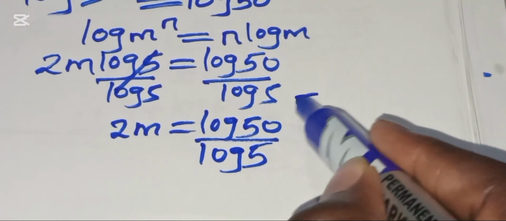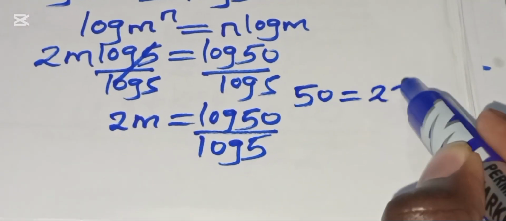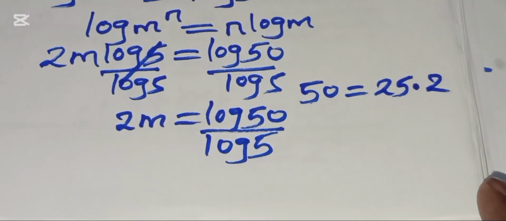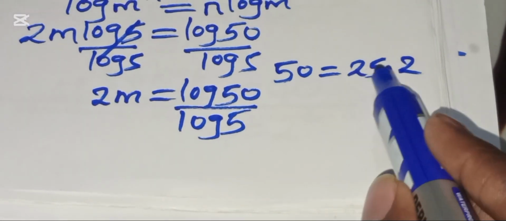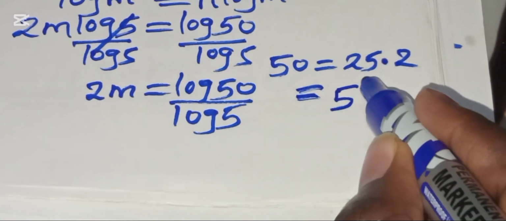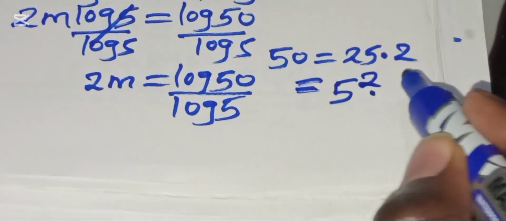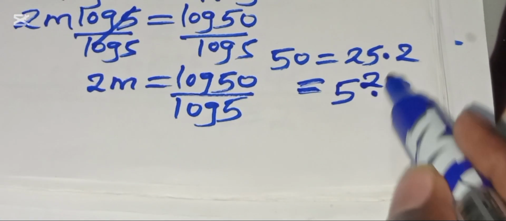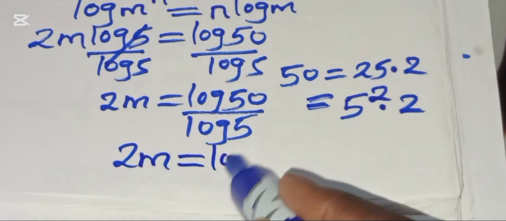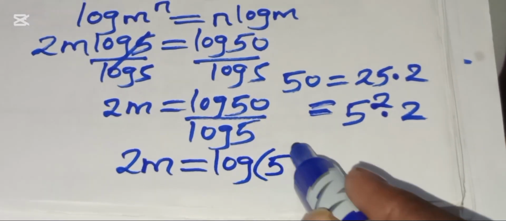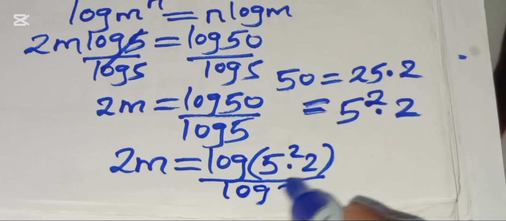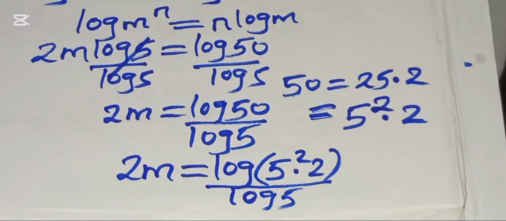Now 50 can be expressed as 25 multiplied by 2. So basically 25 times 2 is the same thing as 50. You can express this 25 as 5 raised to the power 2, multiplied by this 2. So 50 is the same as 5 squared times 2. So we'll have 2m equal to log of 5 squared multiplied by 2, divided by log 5. Let's proceed from here.